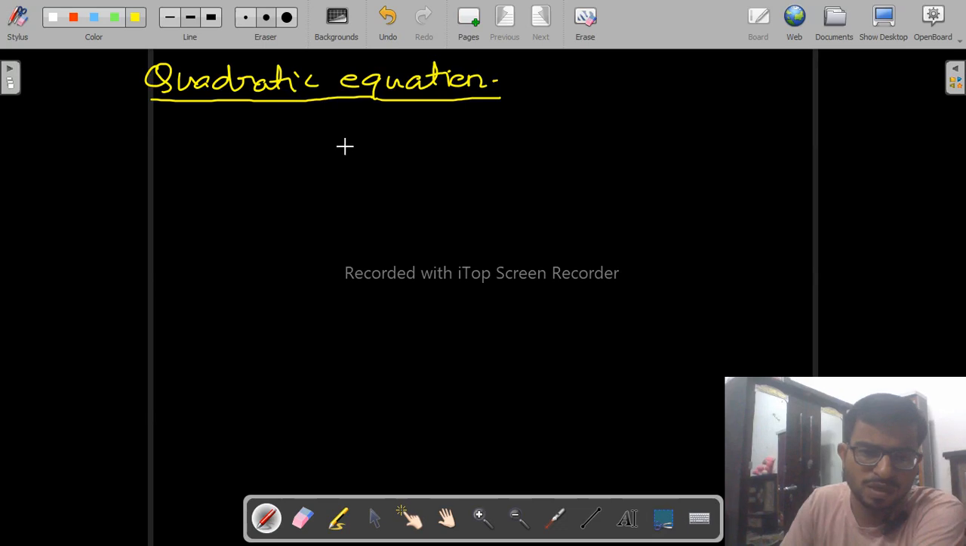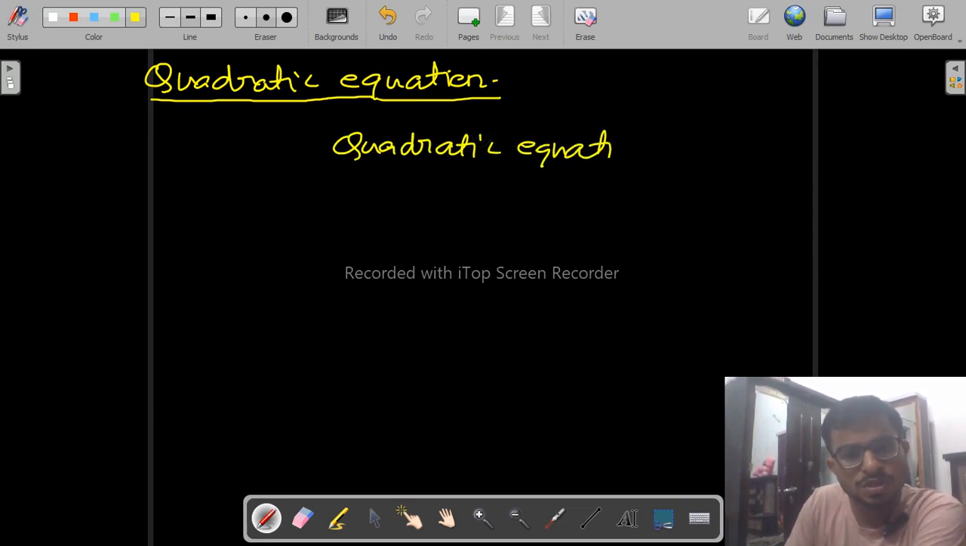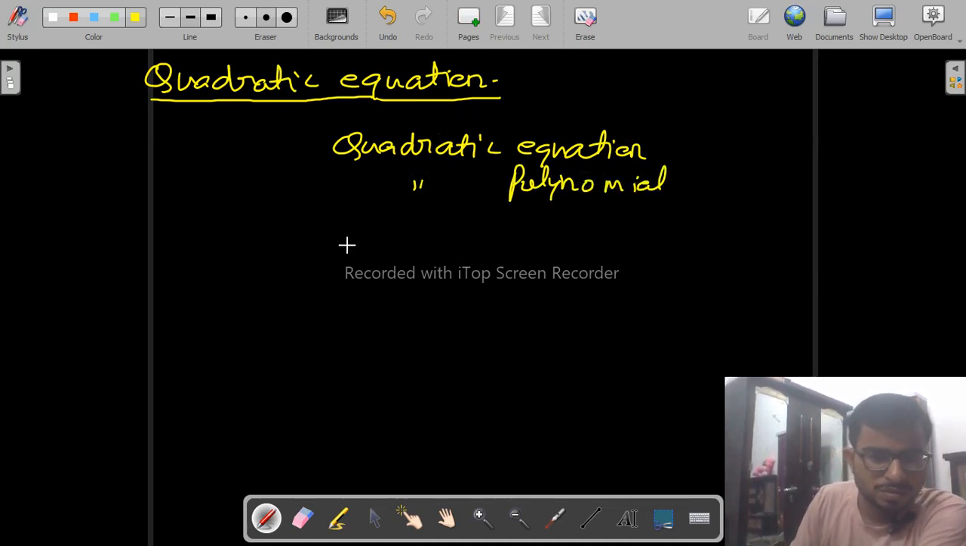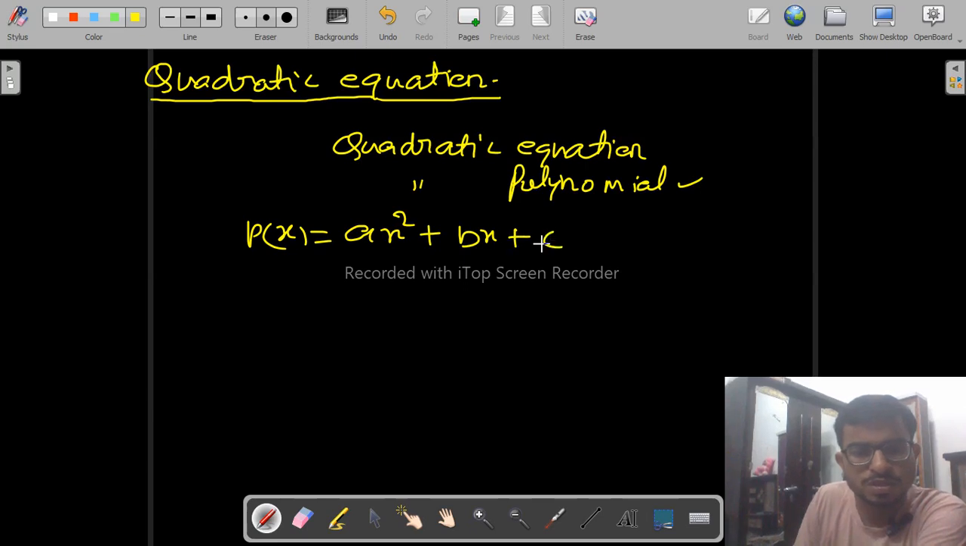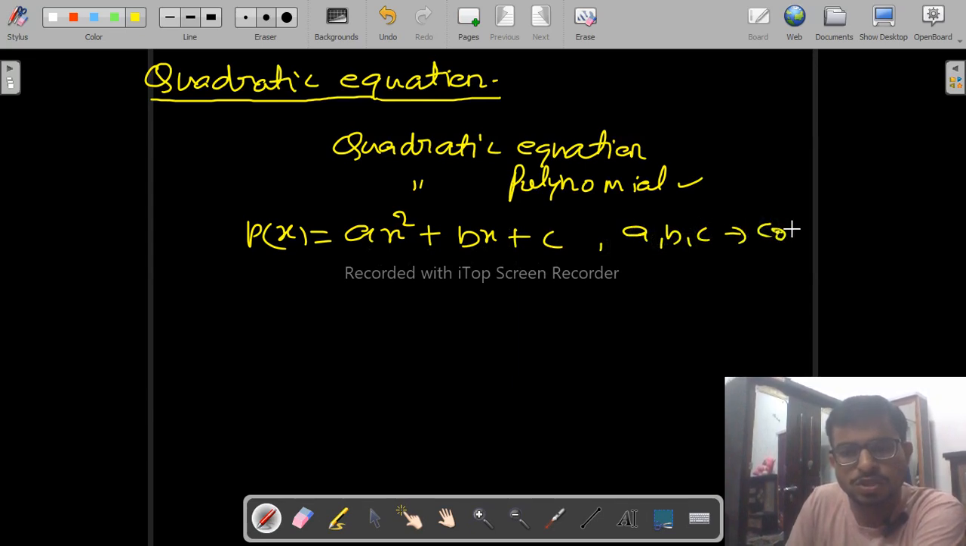As we already know, there is the quadratic equation, and one more thing we have, which is called the quadratic polynomial. What is the basic difference between these two? If we are saying quadratic polynomial, it is expressed in this form: suppose p of x equals ax square plus bx plus c, where a, b and c are any constants, and x is a variable.